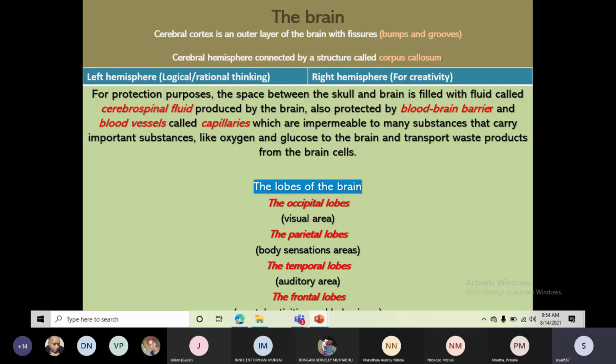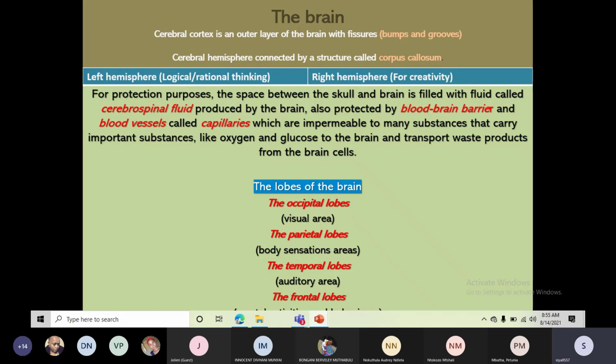So this is a summary of the brain as it is, as detailed as it is. The brain consists of the cerebral cortex. The cerebral cortex is an outer layer of the brain with features, with bumps and grooves.